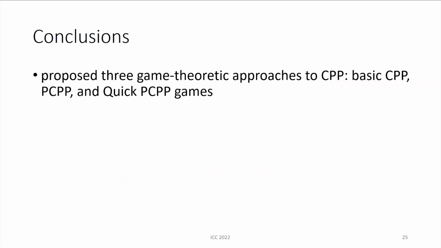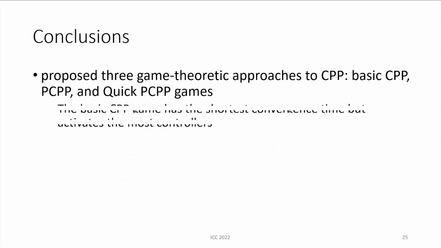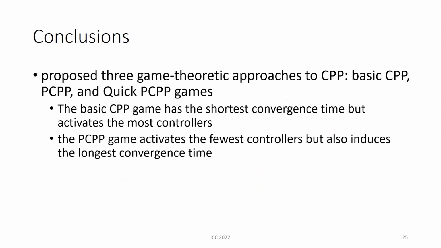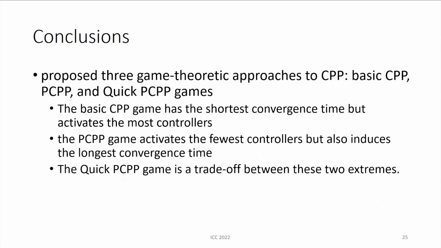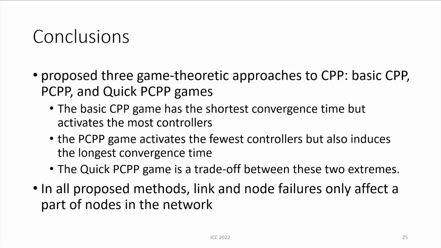In conclusion, we have proposed 3 game theoretical approaches to the controller placement problem. These 3 games are basic CPP, PCPP, and quick PCPP. The basic CPP game has the shortest convergence time but activates the most controllers. The PCPP game activates the fewest controllers, but also incurs the longest convergence time. The quick PCPP game is a trade-off between these 2 extremes. In all proposed game-based approaches, link and node failures only affect a part of the nodes in the network.